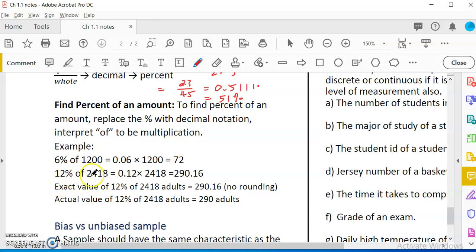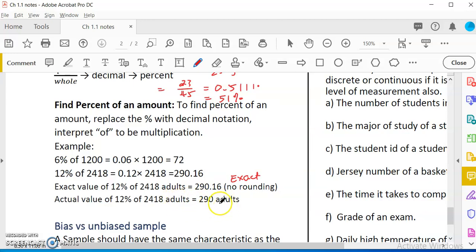And then 12% of 2418, maybe 2418 students or something, then you change 12% into the decimal 0.12, and then you multiply it. So it's 290.16. So now the exact value of 12% of 2418 is 290.16. No rounding, exact value. But if this is about adults, persons, then you just do 290 adults.